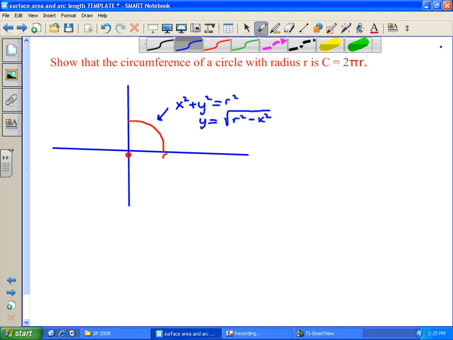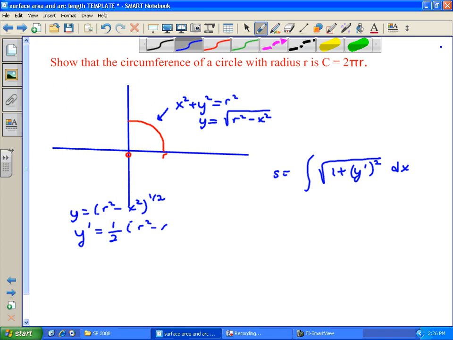Once again, I can take the positive square root because I'm dealing with the portion of the graph that is above the x-axis. Let's remember the arc length formula once again: the integral of the square root of 1 plus dy/dx squared, or same as y prime squared. So we're going to need to find y prime. As a matter of fact, we've just done that in one of our previous examples, so it will be very similar in that regard. Since y equals (r squared minus x squared) to the 1/2, y prime, by using the chain rule, will be 1/2 times (r squared minus x squared) to the negative 1/2 times the derivative of the inside.